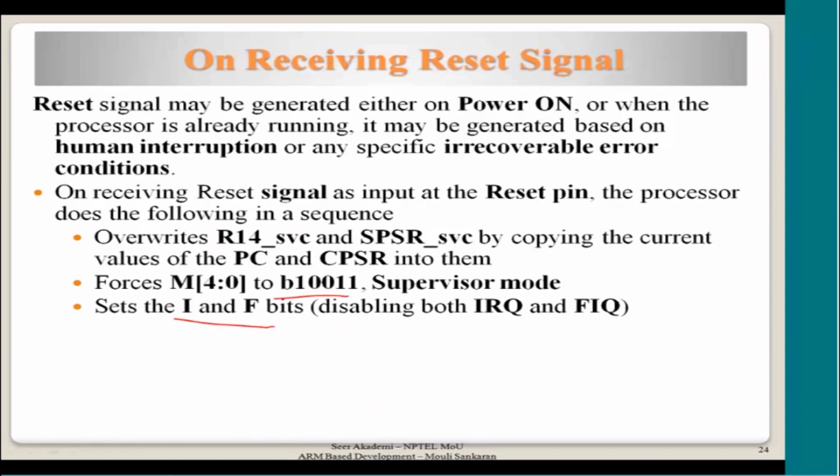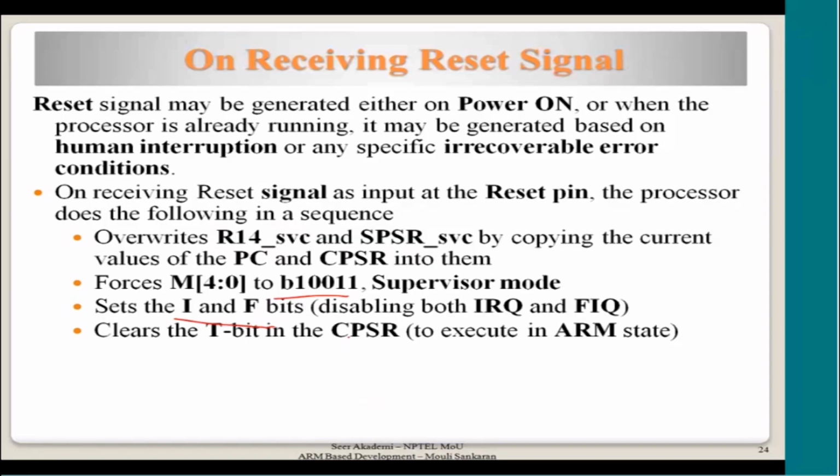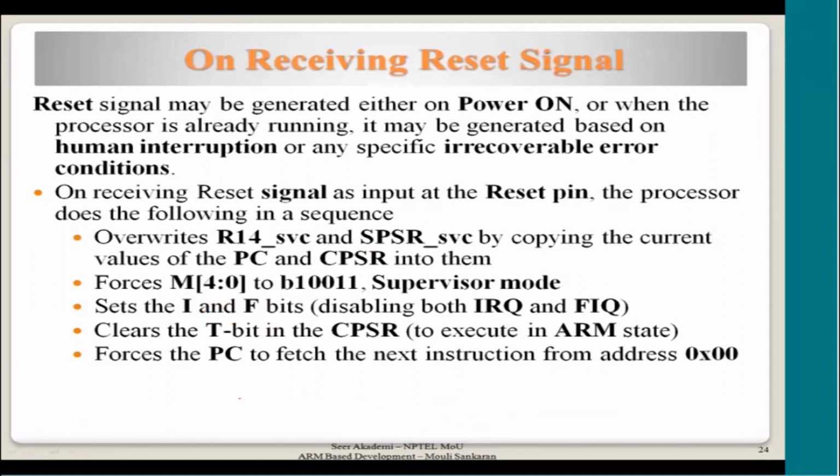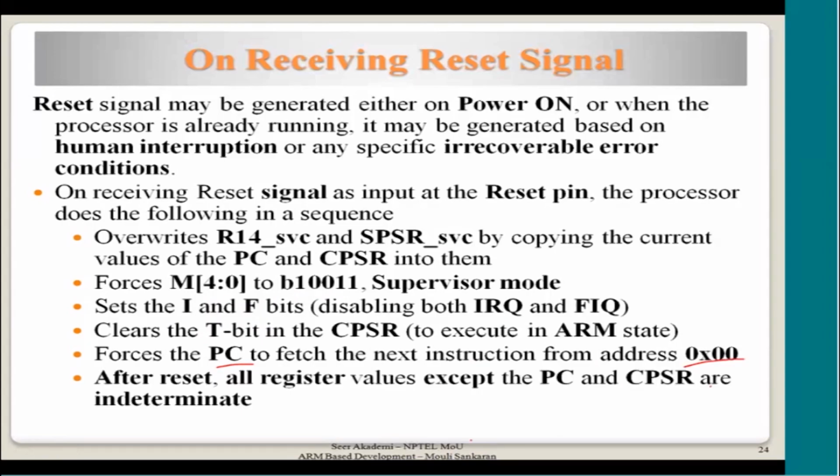If you remember, I told you this. T bit is also cleared. Why? Because all the exceptions are handled in ARM mode. Please remember, it cannot be executed in thumb mode. So reset can happen when the processor is already in thumb mode. That time the T bit would have been set, so it is cleared. So it is not in thumb mode, and then it forces the PC to fetch the address 00. That is the reset vector location.